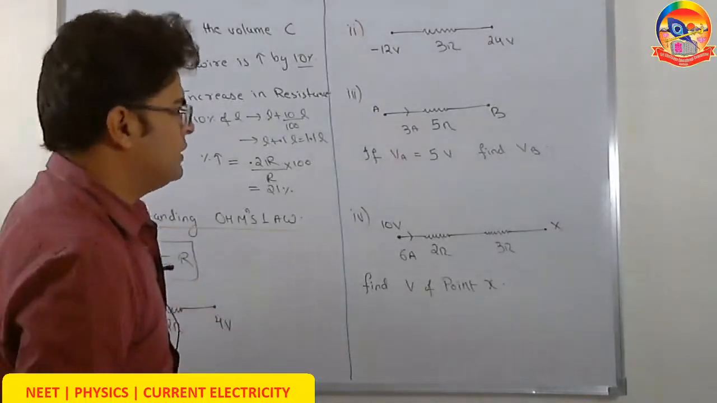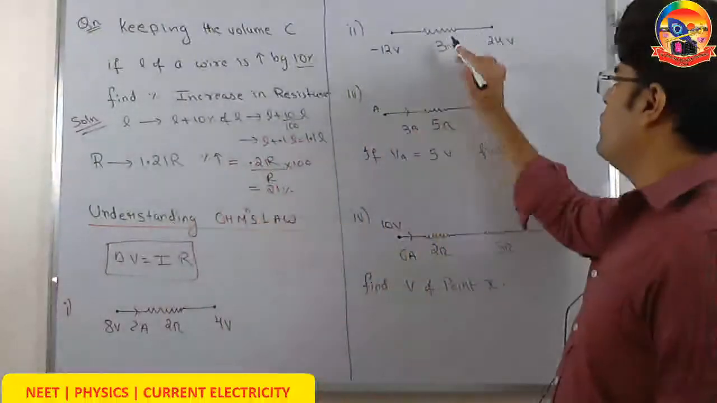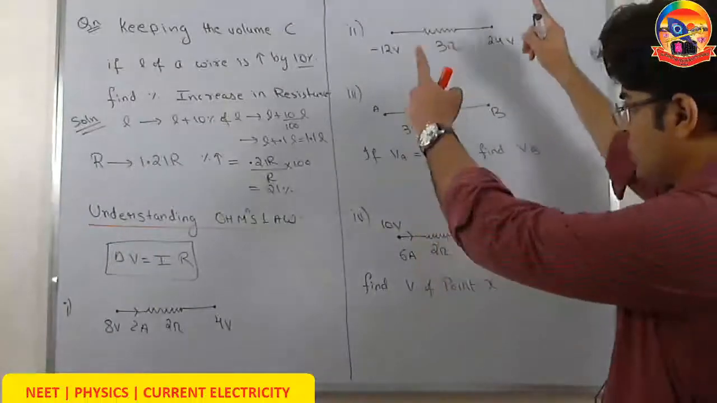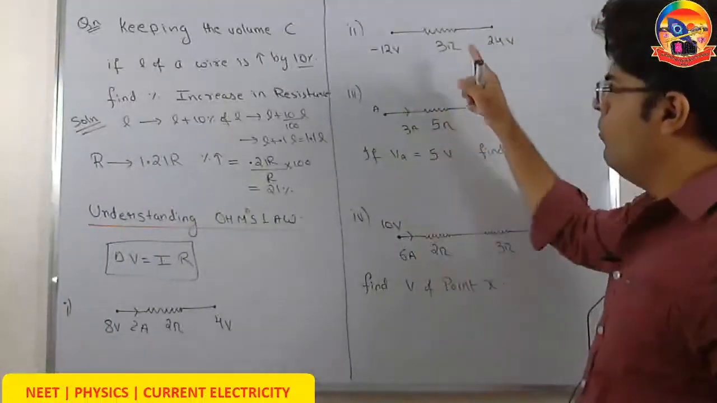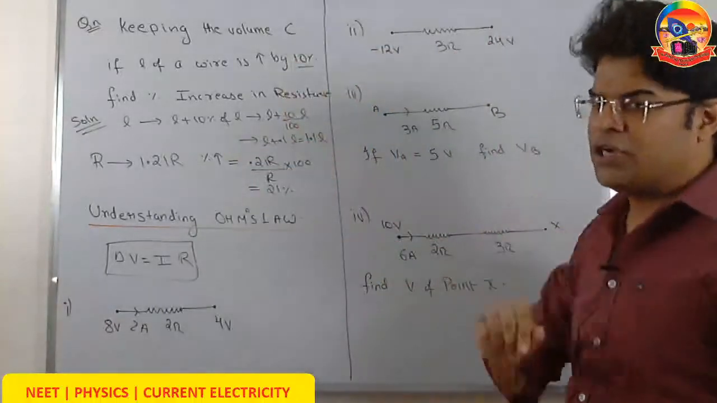Let's see one more example. There is a 3 ohm resistance. The potential on the right hand side is 24 volt, the potential on the left hand side is minus 12 volt. The potential difference across this 3 ohm resistor is 36 volt. 24 minus 12, that becomes 36.